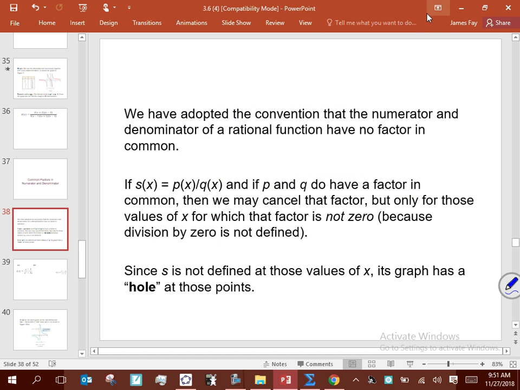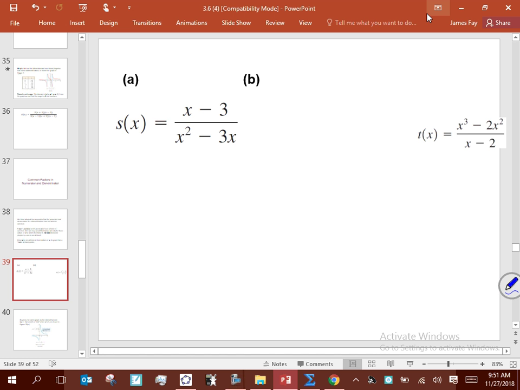All right, so holes are found when we have common factors in the numerator and the denominator. Okay? It's the first thing that you're going to do. You're going to recognize whether you have cancellation occurring. Holes kind of dictate or override, I guess, asymptotes.